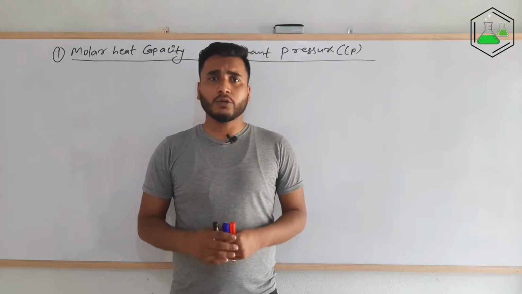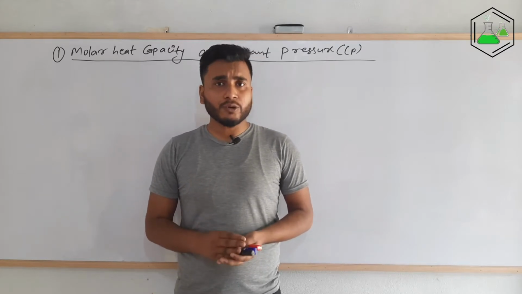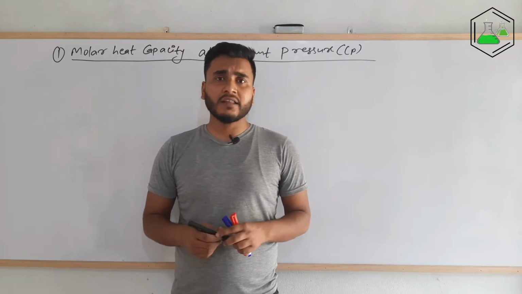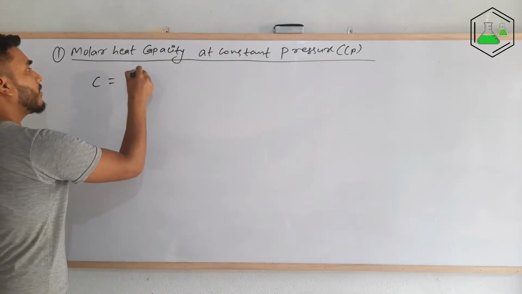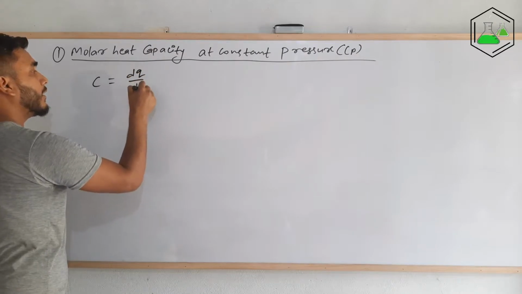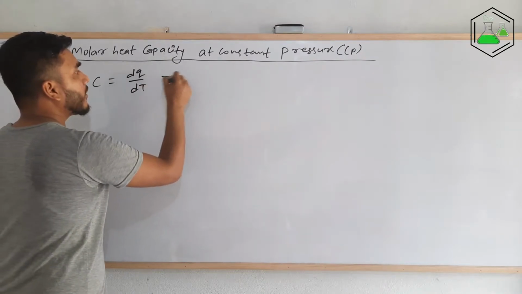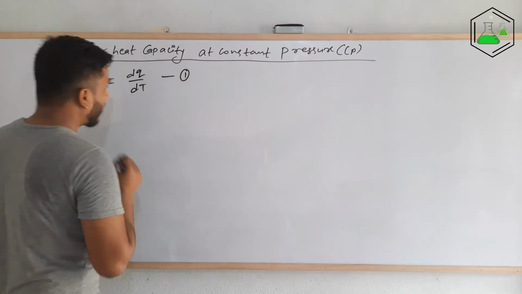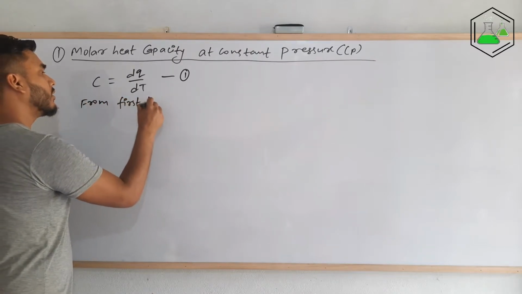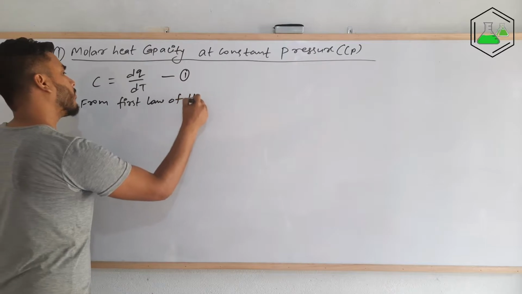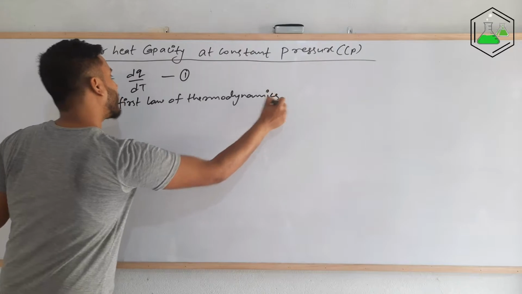Molar heat capacity at constant pressure simply means the amount of heat supplied to the substance at constant pressure. Let's understand this mathematically. We know that the heat capacity of the substance is given by the equation dq by dT if 1 mole of the substance is taken, right? Let us consider it to be equation number 1. Okay, from the first law of thermodynamics. What is the first law of thermodynamics?